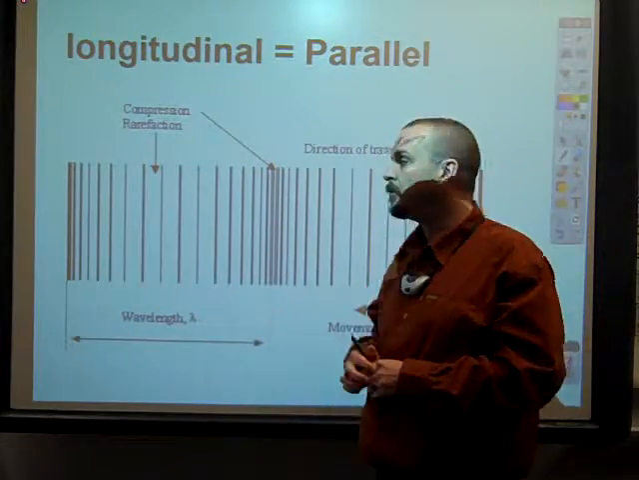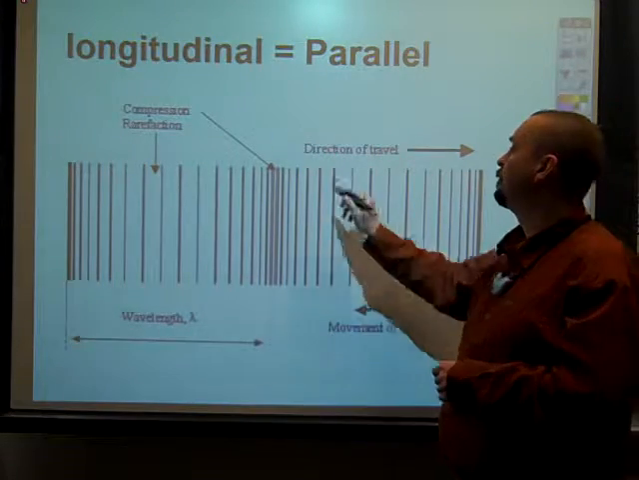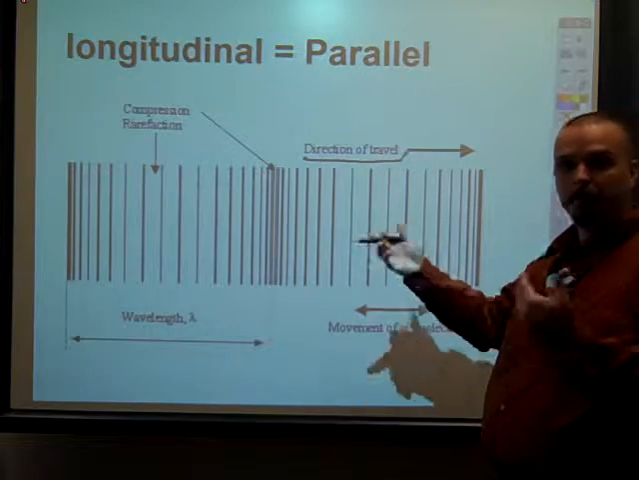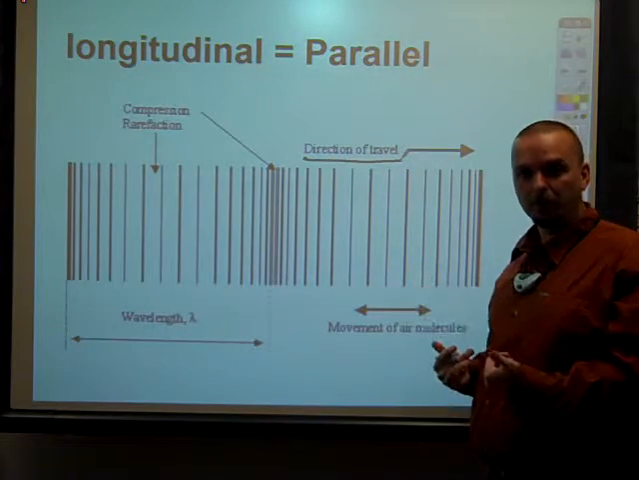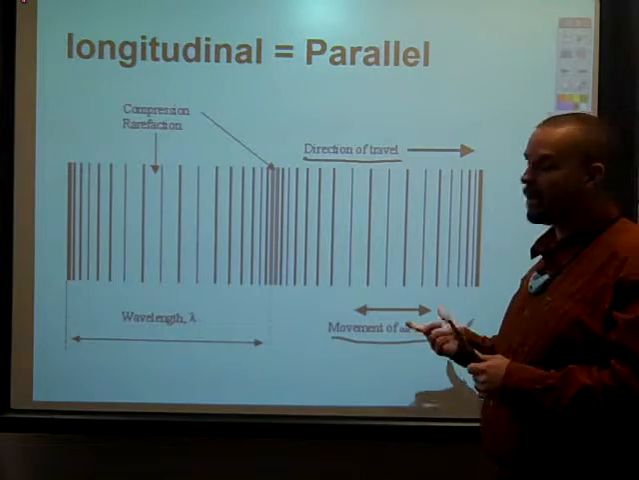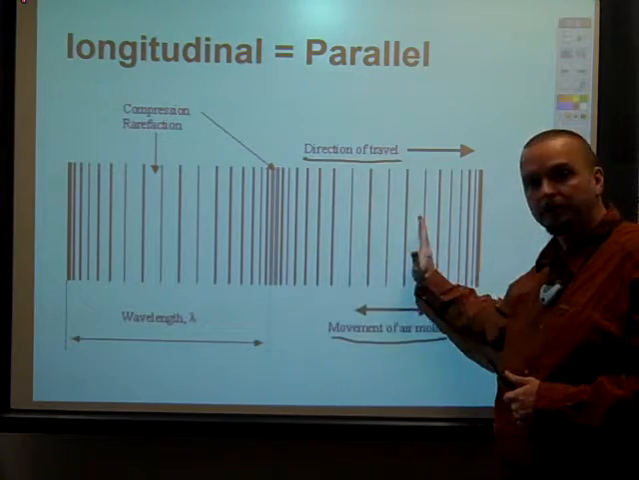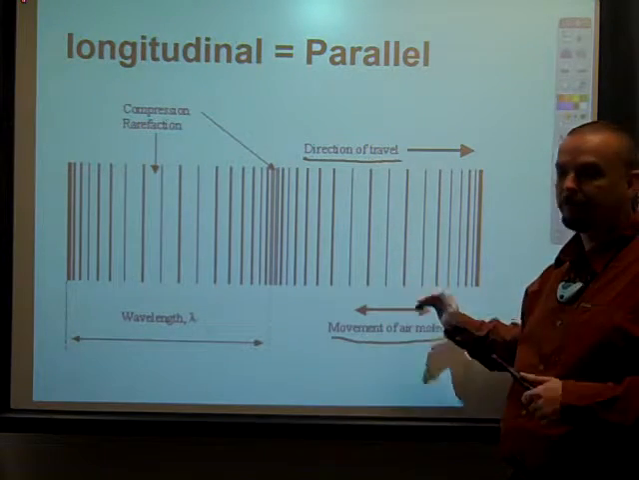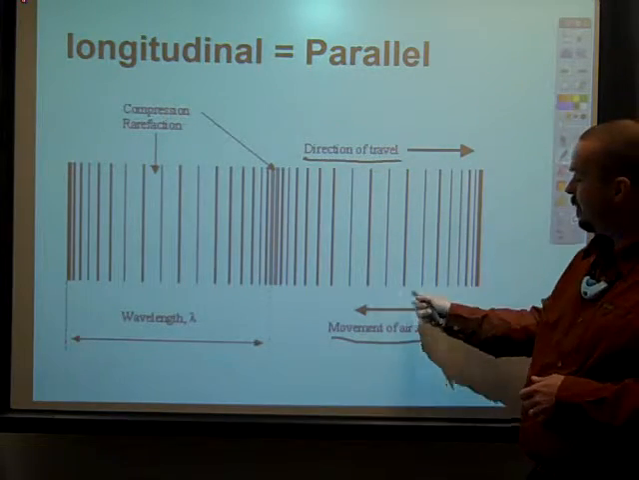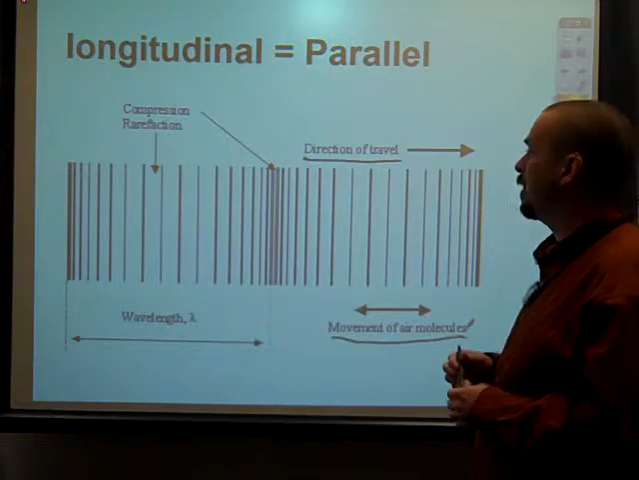Those are parallel lines. In this illustration, you see direction of travel. Again, this is the direction that our wave is moving. The energy is moving. We have the movement of air molecules, in this case, our medium, back and forth. Our medium is moving like this, left and right. Our wave is traveling from left to right. These arrows are parallel lines. It is a longitudinal or compressional wave.